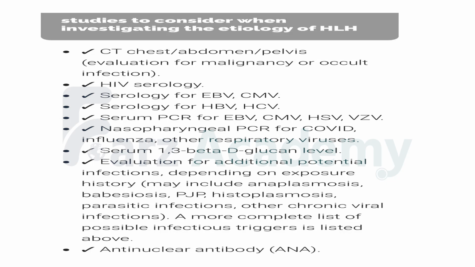If the patient is on some immunosuppressants, or on steroid therapy, or has an underlying hematological malignancy, or maybe post-transplant status, you have to consider fungal infections as well. So serum 1,3 beta-D-glucan (BDG) you have to send. Then evaluation for additional infections: according to the site of infection, according to the clinical presentation, whether it is parasitic, whether it is a tropical infection, you have to send accordingly.